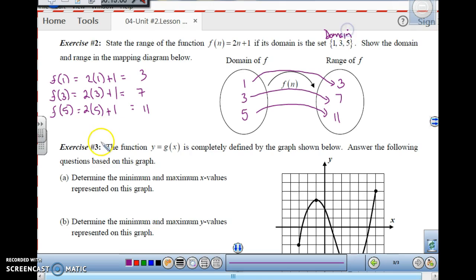What is your range? Your range will be the list of all the outputs. All of your outputs would be 3, 7, and 11. So that is an example of your domain and your range. Domain is the inputs, range is the outputs.